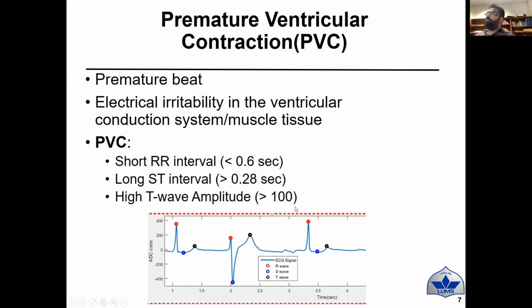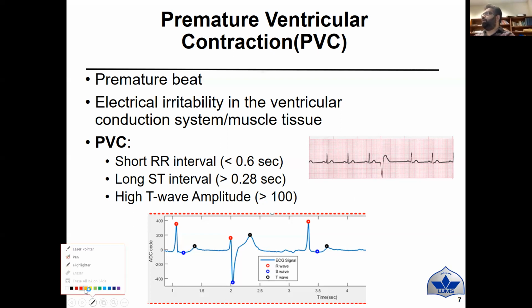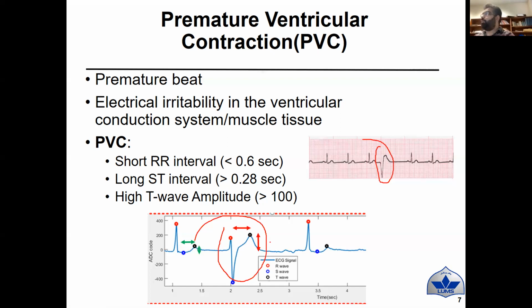So if your T wave amplitude is greater than 100 in a normalized environment, and your RR interval is less than 0.6 second, or your ST interval is greater than 0.28 second, and two or all three of them occur in the same pattern, this means the data is going to be considered as PVC, and that you need to detect. So you can see what a real PVC pattern looks like. This is, for example, a PVC pattern shown here. This is a MATLAB plot of the data which is provided to you.